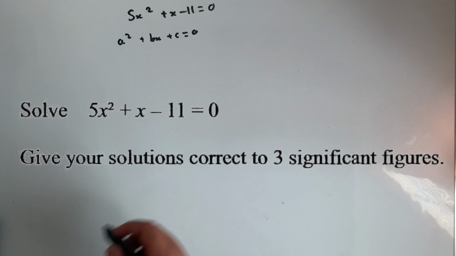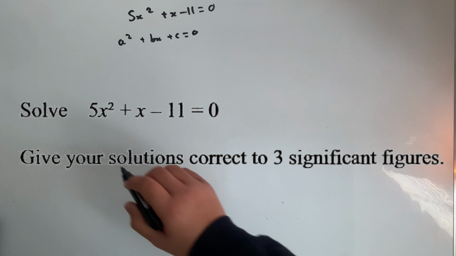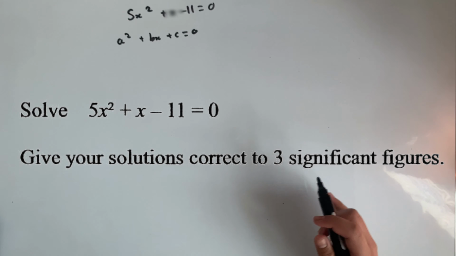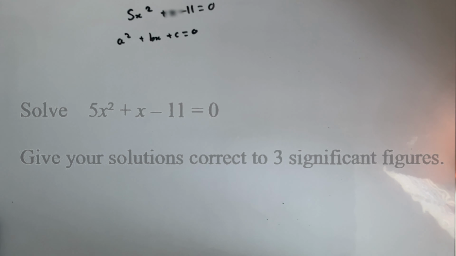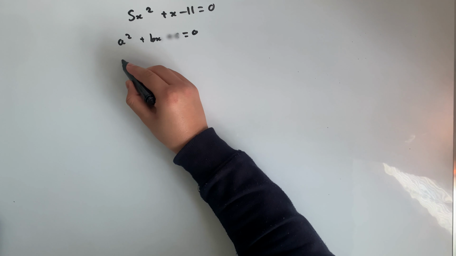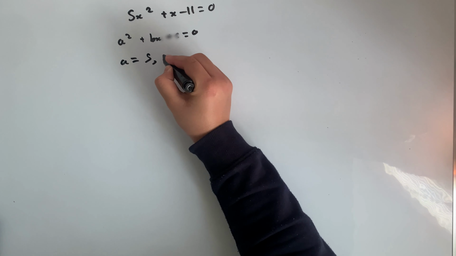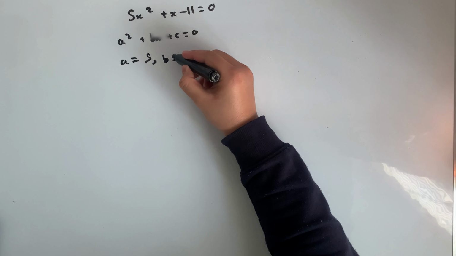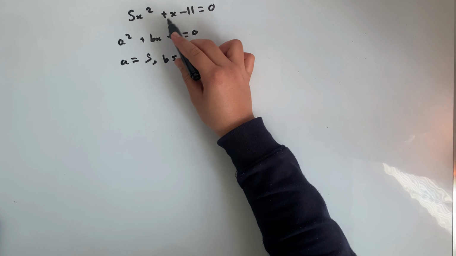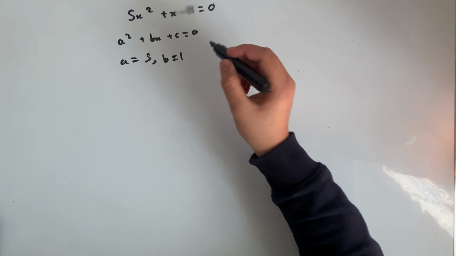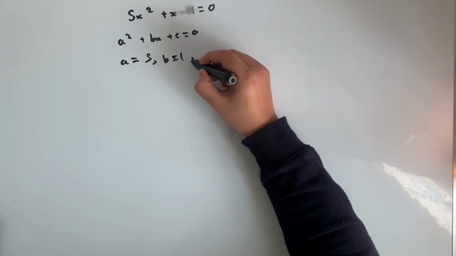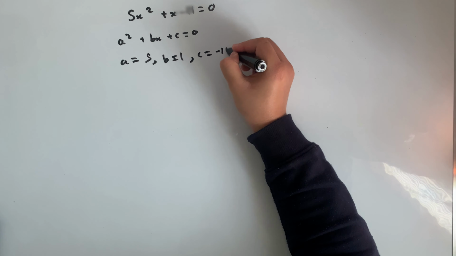To use a quadratic formula, first you need to know what A, B, and C stand for. So the A over here is 5, B is 1, as the coefficient of x is 1, because we don't write 1 in algebra, and C is -11.